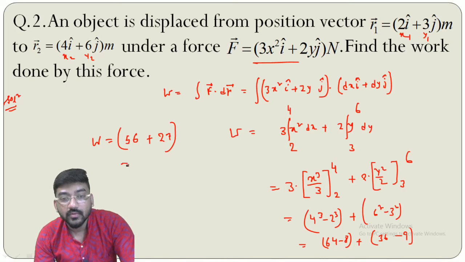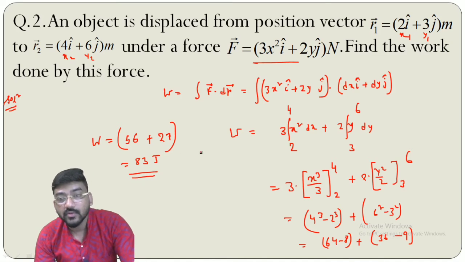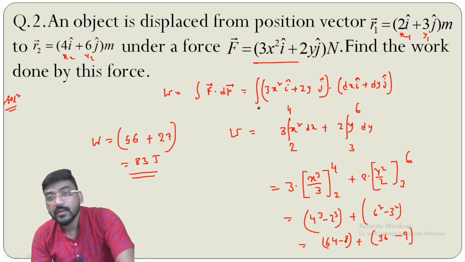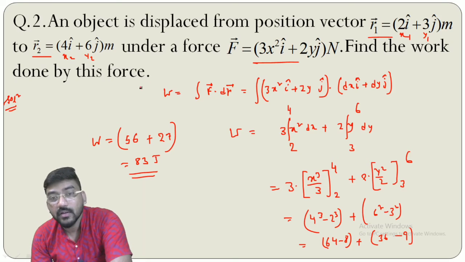Okay, so you will get 7, 6, 3, 8, so 83 joule. Yes, 83 joule. So this will be the work done, and here also the work done does not depend on the path along which the work is done, but only depends on the initial and the final position. So this is how you can solve the problem of work done involving a conservative force.